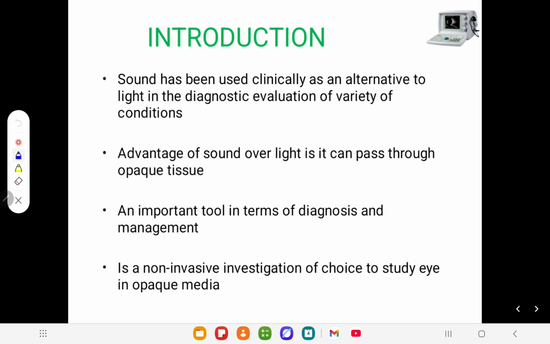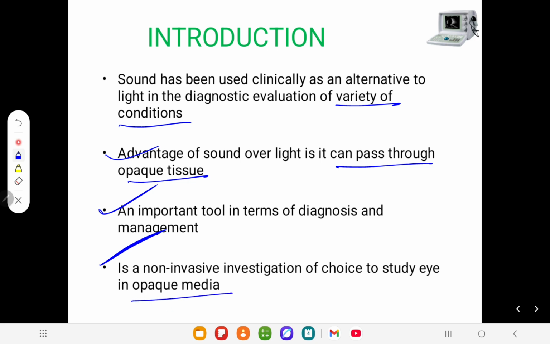Introduction. Sound has been used clinically as an alternative to light in the diagnostic evaluation of a variety of conditions. Basically, it means that when light cannot pass, sound will pass. The advantage of sound over light is that it can pass through opaque tissue. It is an important tool in terms of diagnosis and management, isn't it? It's a non-invasive investigation of choice in opaque media.